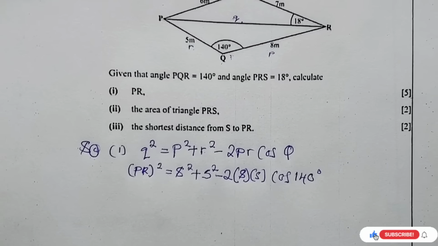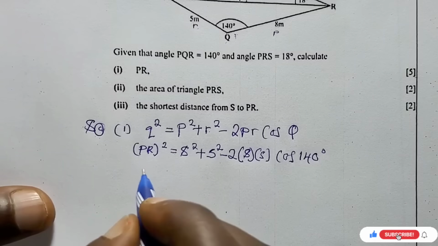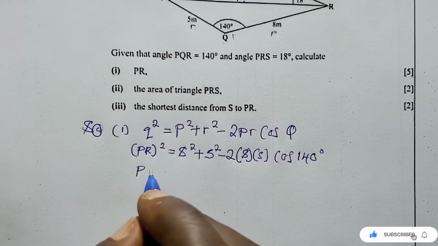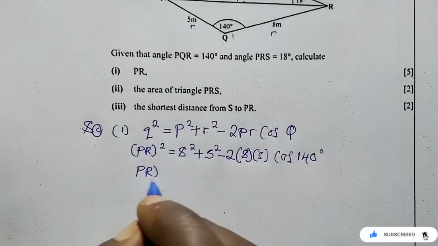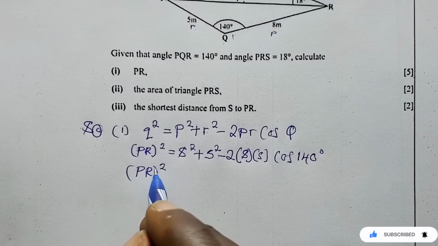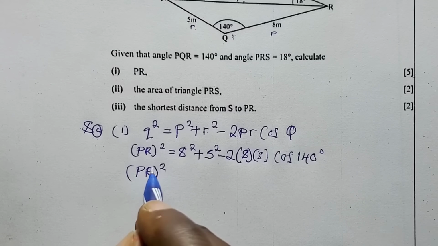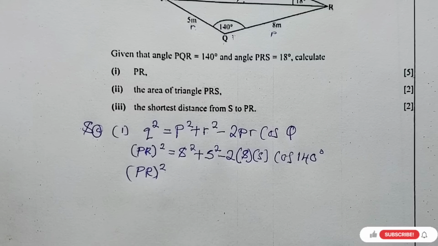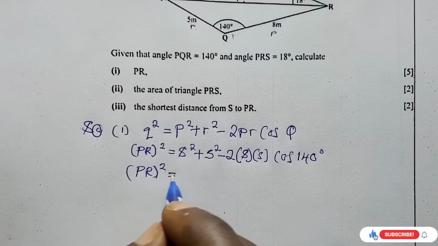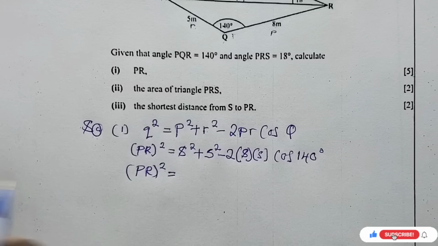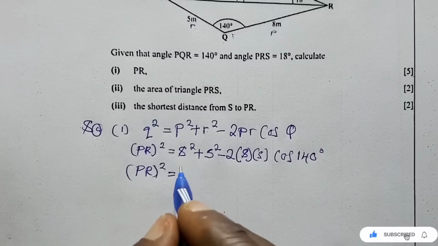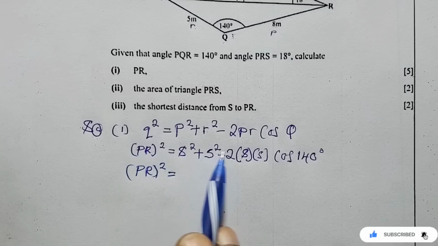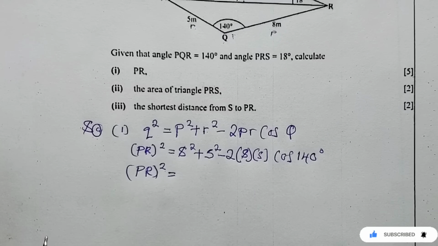So we still have (PR) squared. Why am I putting brackets? Because if you just write PR squared, it means that only R is squared. But for PR, both are squared. Now, what I've done in step 2 here is just substitute.